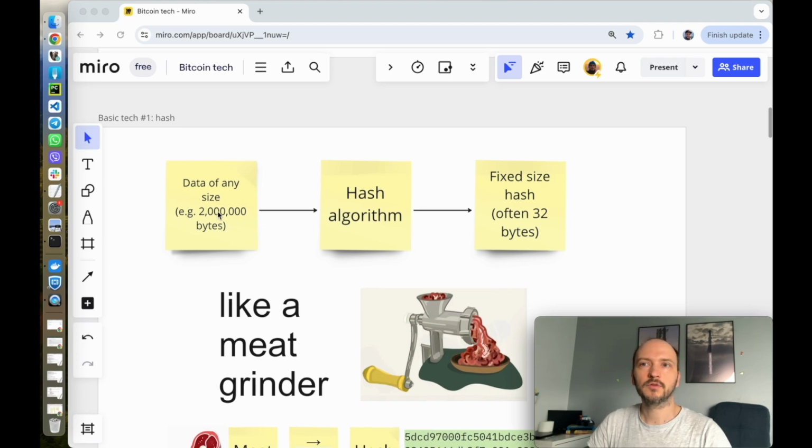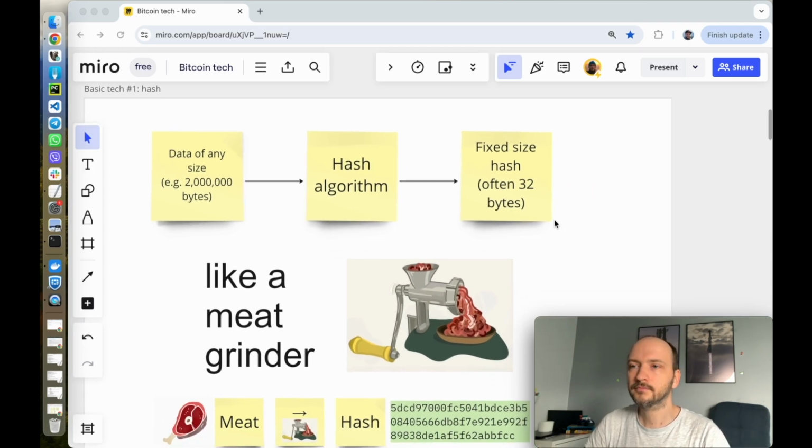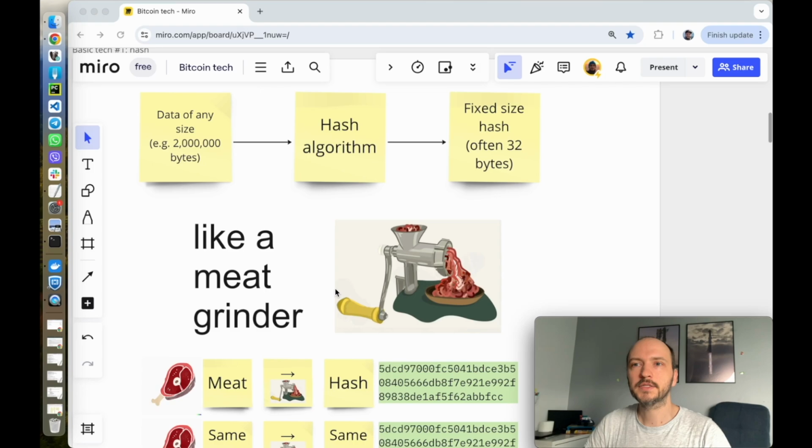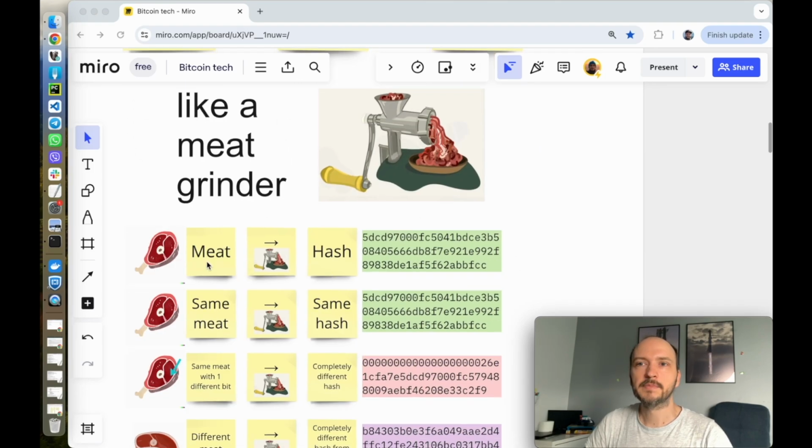You have input data of any size, for example like 2 megabytes or even bigger, like a film, or 1 gigabyte. This data is given to the hash algorithm, and the output size is often 32 bytes or 256 bits. It may be bigger, maybe smaller, but that's kind of the average size of a hash. And this size doesn't depend on the size of the input, but the contents of the hash, of course, depend on the contents of the input. You can imagine this algorithm as a meat grinder: you give some meat as an input to it, and it produces you the result, right?